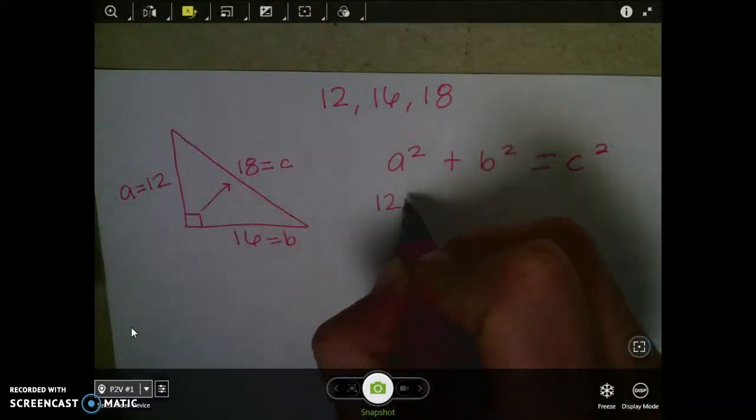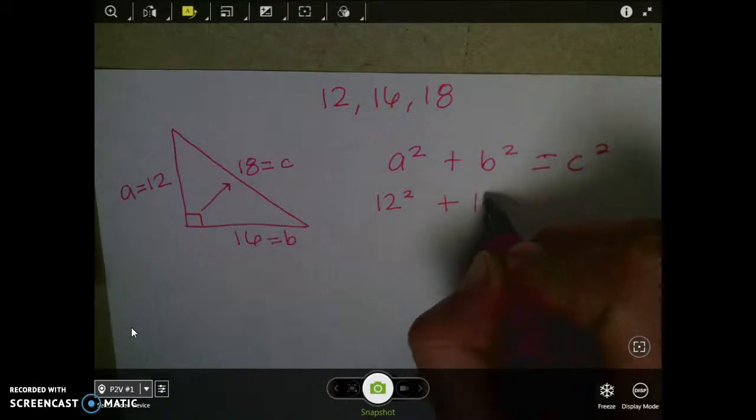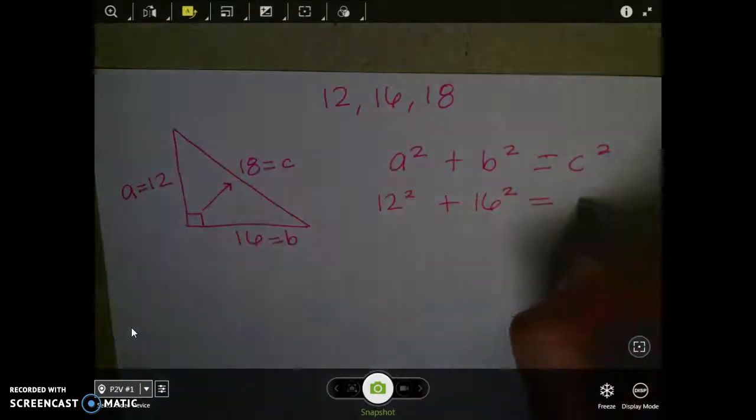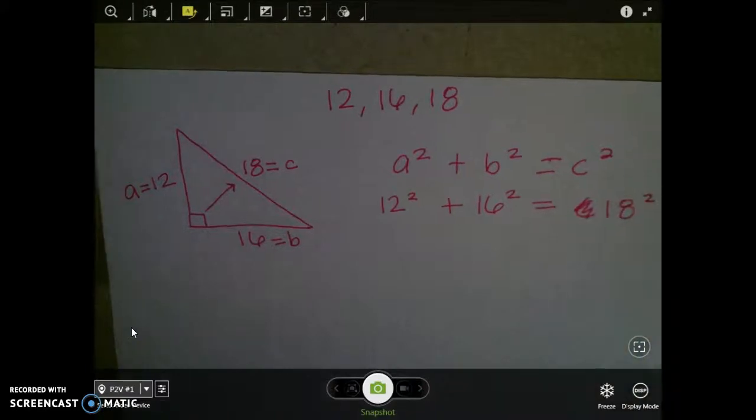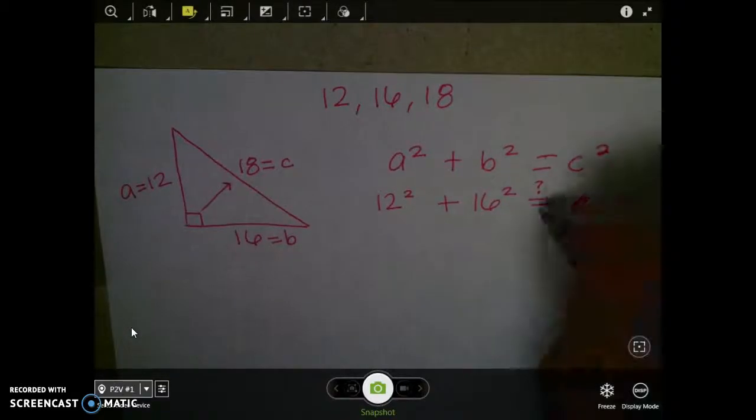So a is 12, so 12 squared. B is 16, so 16 squared. C is 18, so 18 squared. Okay, we want to know, is this equal? We're not sure yet. Okay, we have to do the math and figure it out.